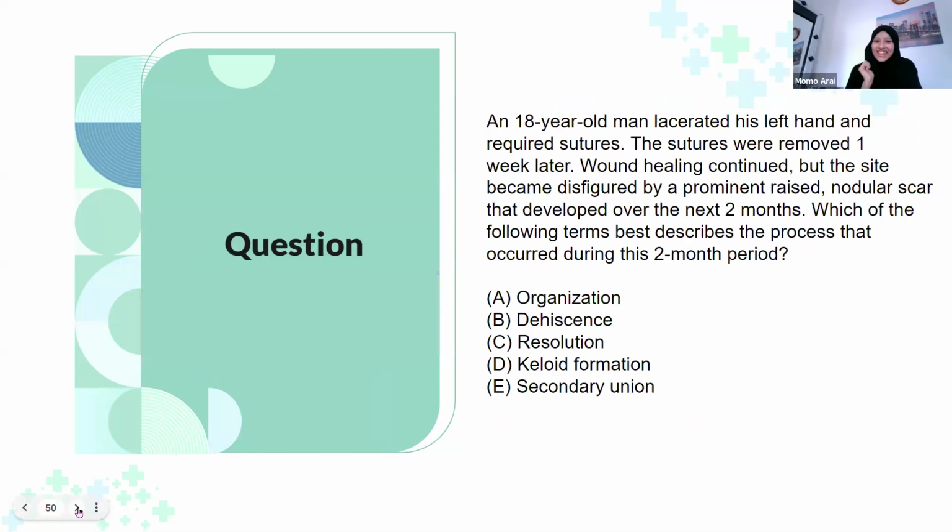I hope it is. This is the second one. An 18-year-old man lacerated his left hand and required sutures. Sutures were removed 1 week later. Wound healing continued, but the site became disfigured by a raised nodular scar that developed over the next 2 months. Which of the following terms best describes the process that occurred during this 2-month period? From the choices, of course.